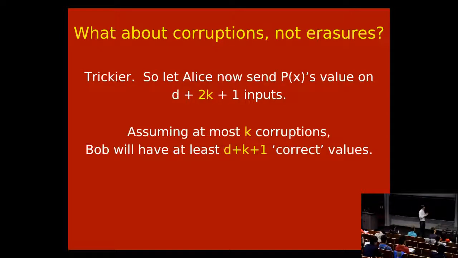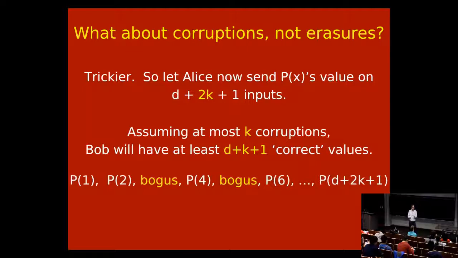Now, why is this a pretty good idea? Let's think about it. Alice sends Bob P, which is the same as the message. P is the polynomial whose coefficients are the message symbols. She tries to send him this polynomial. There are at most K corruptions. So what Bob gets is the correct value of P on at least D plus K plus 1 different input points.